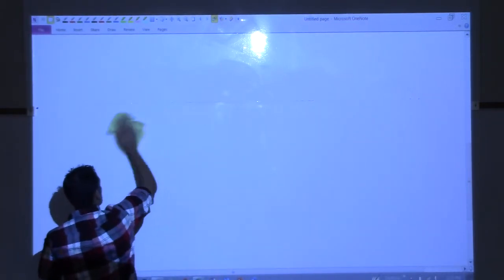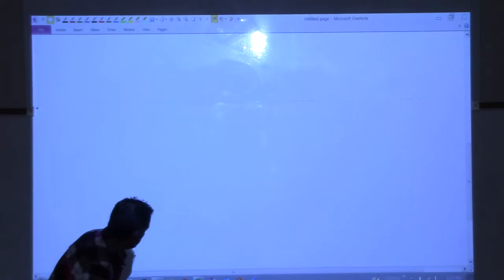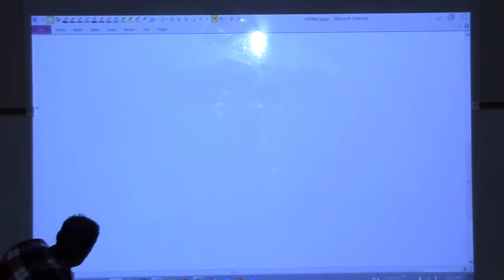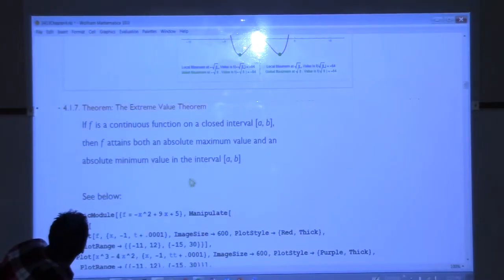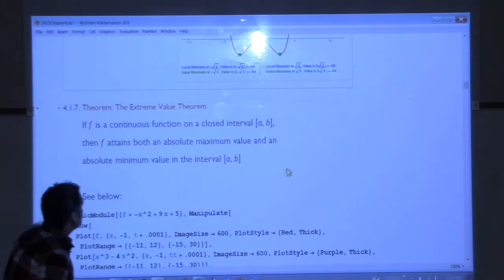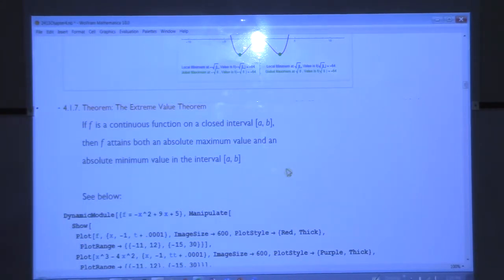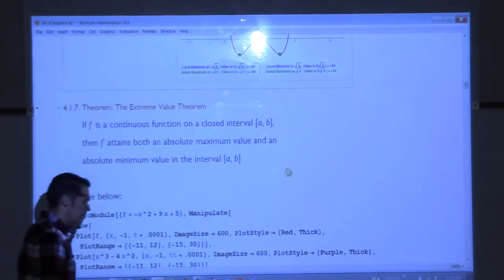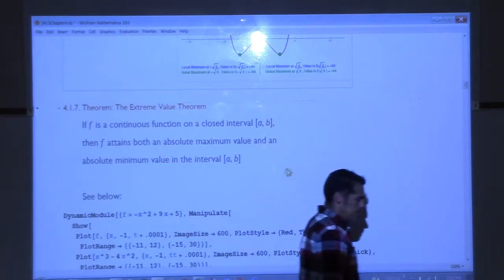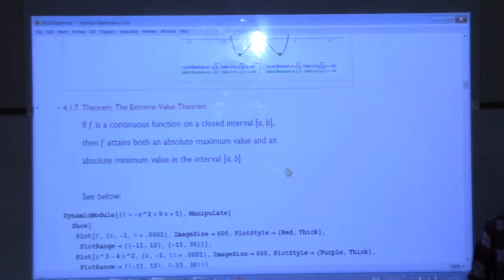So the first thing we're going to need in order to tackle this is this theorem. It's called the extreme value theorem. And it says if f is continuous, so you have a continuous function. What does that mean? Continuous means you don't have to pick up your pencil, basically, right? As you draw it, you're nice and smooth and no jumps, no breaks, no gaps, right?